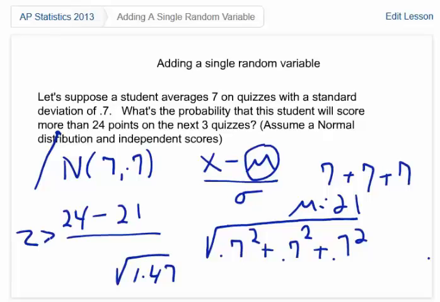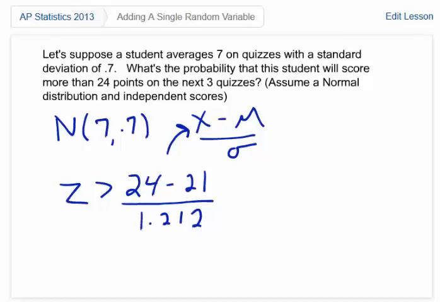So the square root is 1.212 approximately, so we have 1.212. Let's go to the next page.